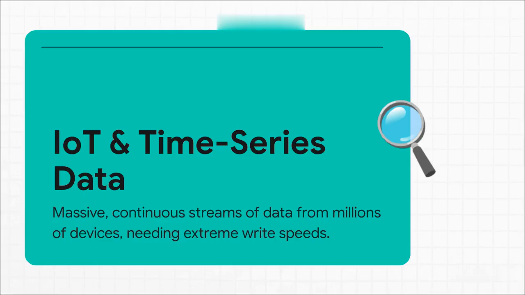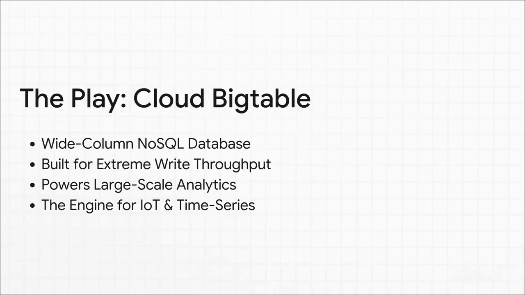The challenge here isn't relational integrity. It's about how on earth you absorb that incredible fire hose of writes and then make it available for large-scale analytics. For this job, you need Cloud Bigtable. This is a wide-column NoSQL database. And get this, it's the very same engine that powers many of Google's own massive services, like Search and Maps. Bigtable is not for your everyday SaaS app. It's a specialized powerhouse built for one thing: extreme write throughput and super fast analytics over massive datasets. So when you hear IoT, time series, or large-scale analytics, your brain should immediately go to Bigtable.